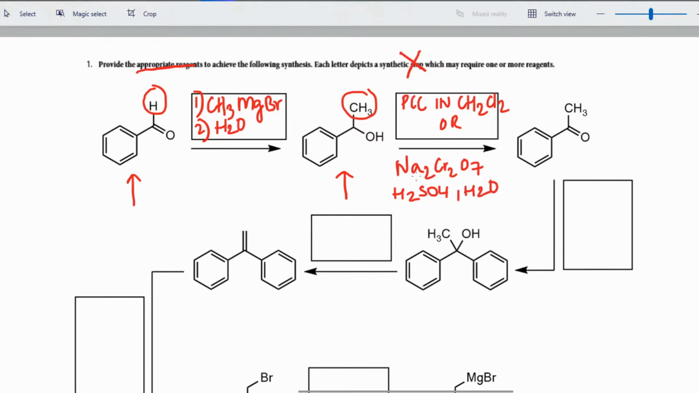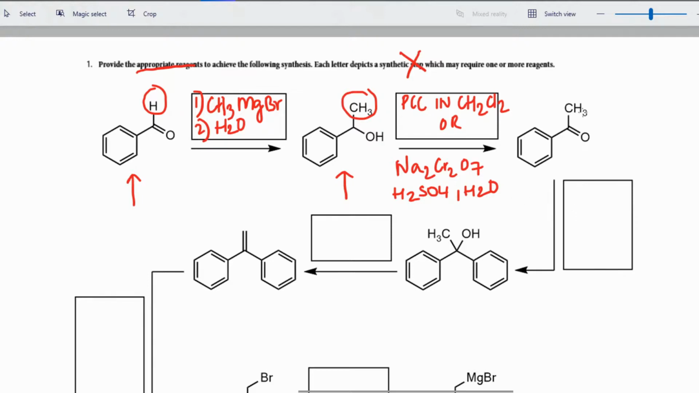And in this case, you can use either of these reagents because this is a secondary alcohol. If it was a primary alcohol, you wouldn't want to use chromic acid because you'd get a carboxylic acid out of the reaction. And here we want a ketone, so it's safe to say we can use both of them. In this case, there isn't any selectivity.